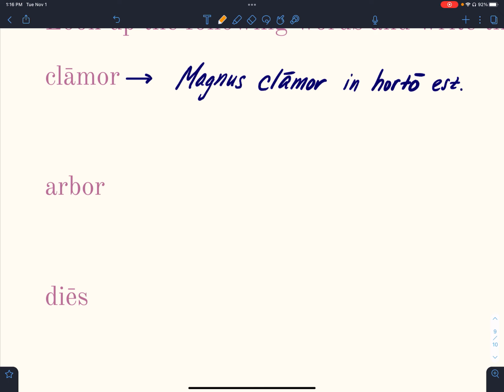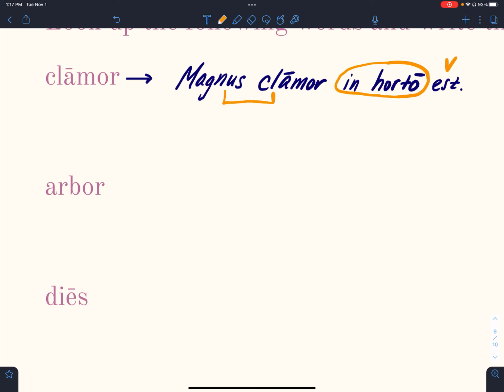First things first, what's my verb? Not in, although it does kind of have a verby feel. Est. Okay, so est is our regular verb. Now in is going to be my prepositional phrase. So in and horto, we're going to circle that. All right, now magnus and clamor. I'm telling you that the word magnus modifies clamor. Magnus is your adjective, clamor is your noun.